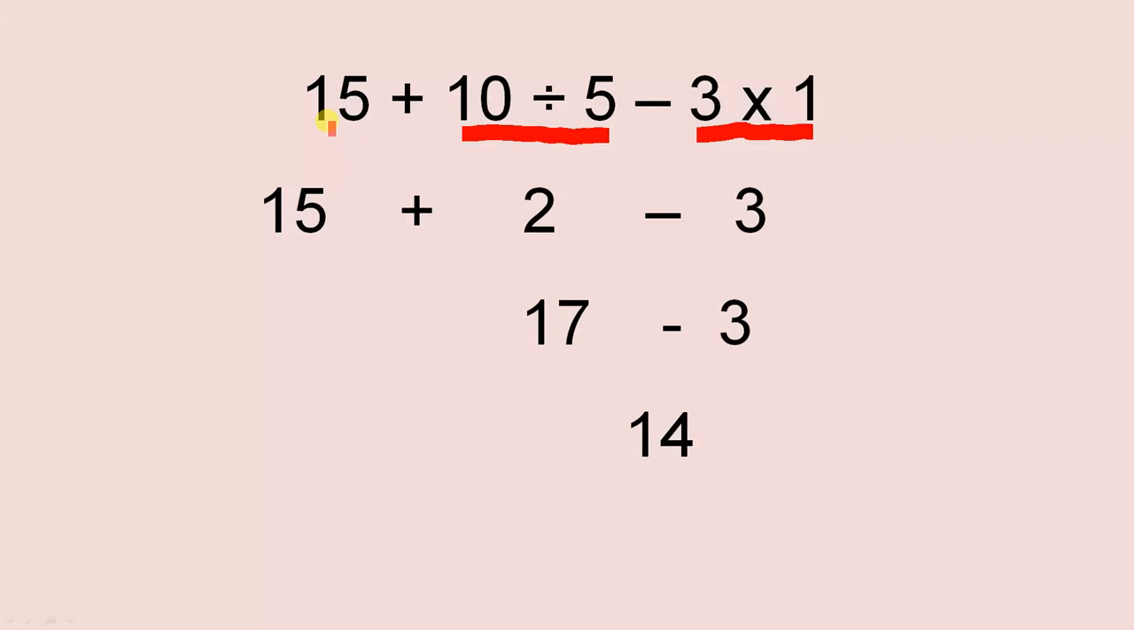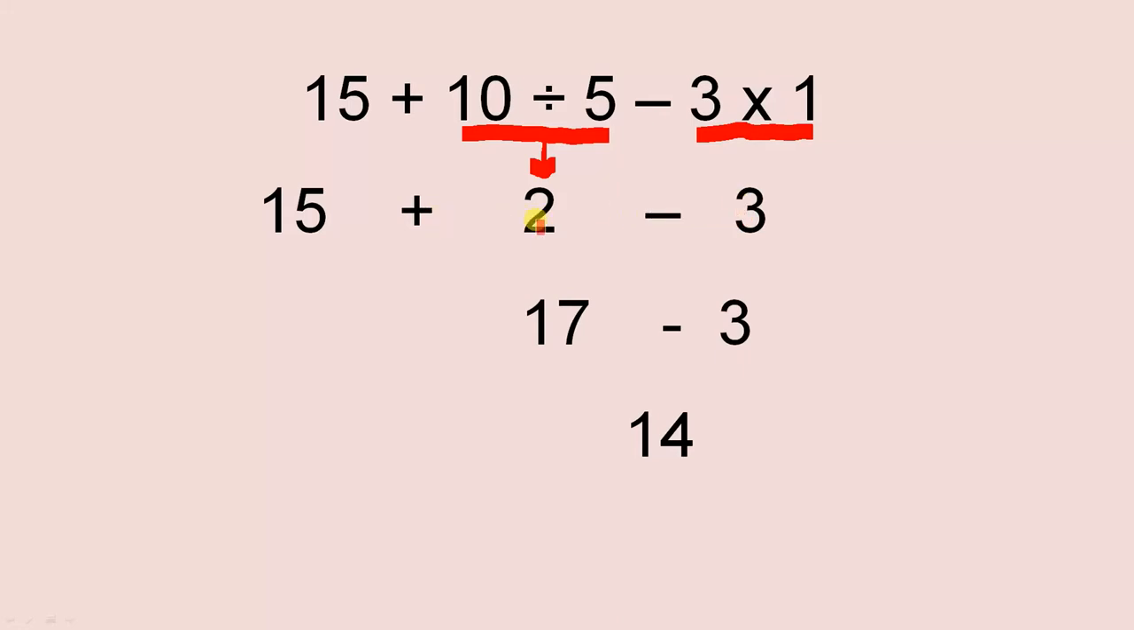So there's your 15. I've just put it down. There is your addition sign. Now 10 divided by 5 gives you 2. So we've solved that section there. There's our minus sign. 3 ones are 3. So there it is there. Now look what we've got. We have 15 plus 2 take away 3.